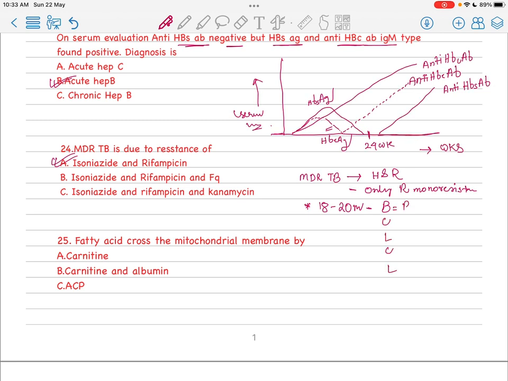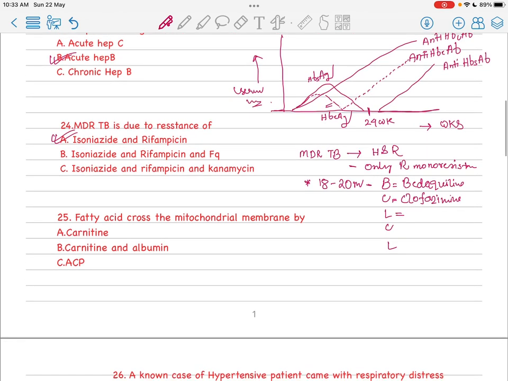B for bedaquiline, C for clofazimine, linezolid, cycloserine, L for levofloxacin. And you also have to know bedaquiline should be stopped at 6 months.